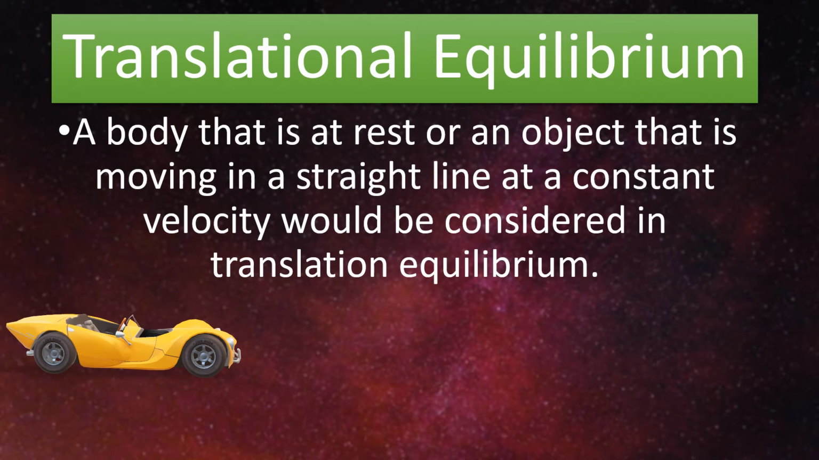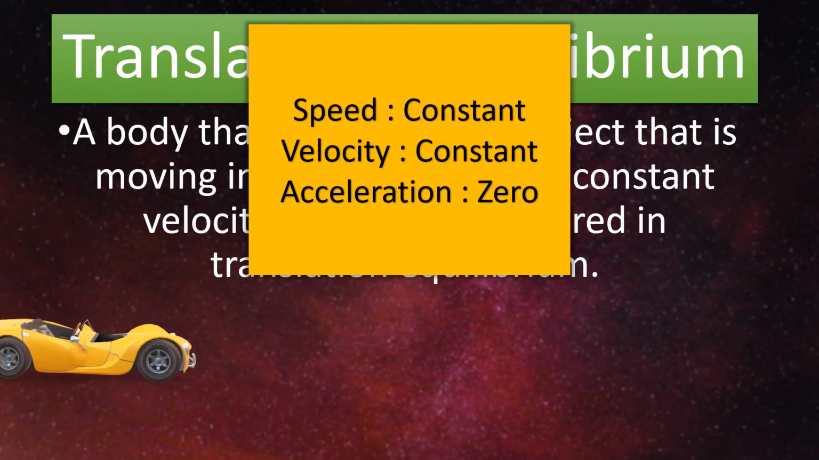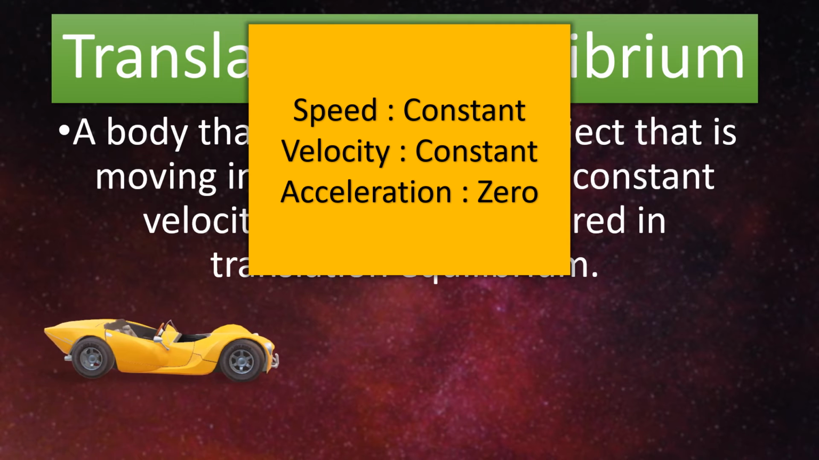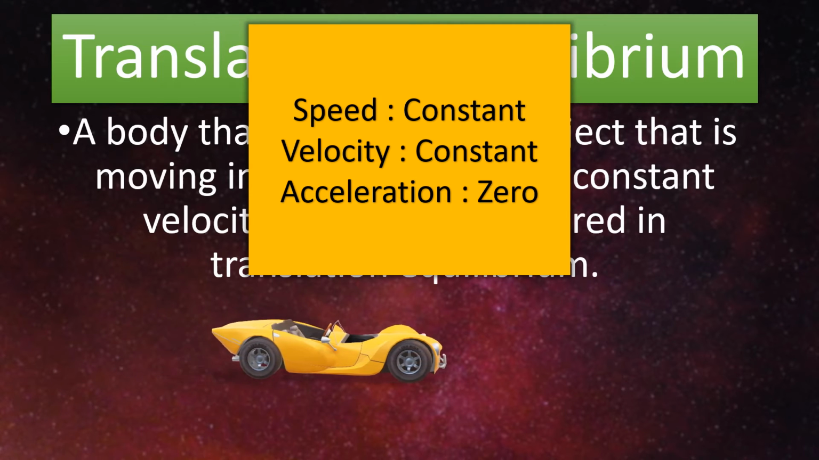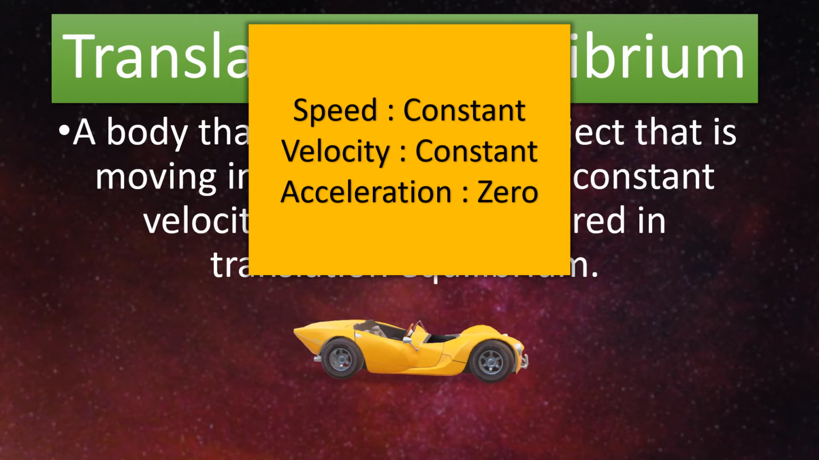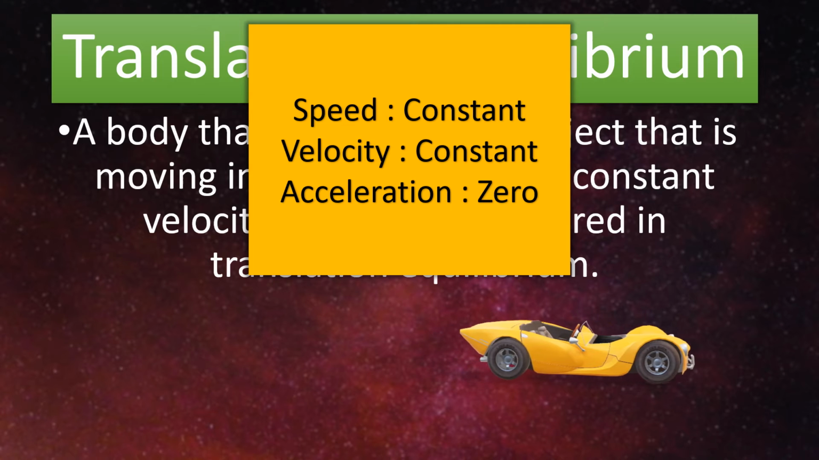Let's look at translational equilibrium. Now, a body that is at rest or an object that is moving in a straight line at a constant velocity would be considered in translational equilibrium. For example, take a look at this car, which is moving slowly at the same speed and in the same direction. From this we can see that in translational equilibrium the speed is constant, the velocity is constant, and the acceleration is zero.